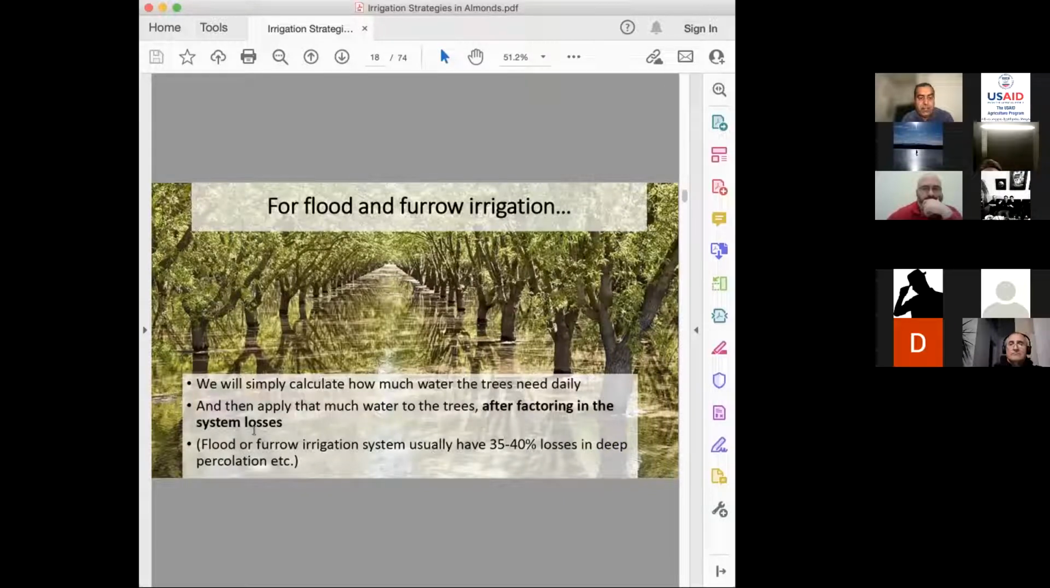Typically in California flood and furrow irrigated orchards, we have 35 to 40% of water being lost in deep percolation and other wastage. So you have to apply at least 35 to 40% more water in order to meet the tree demands.